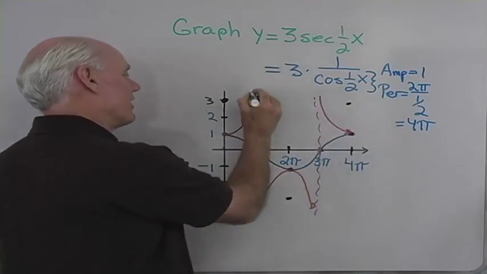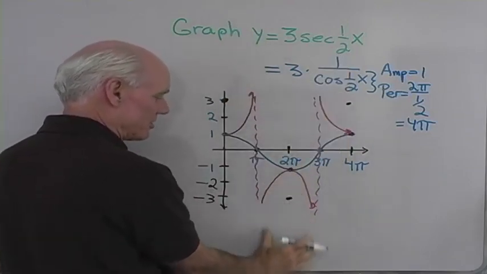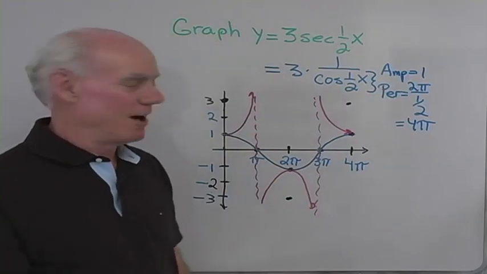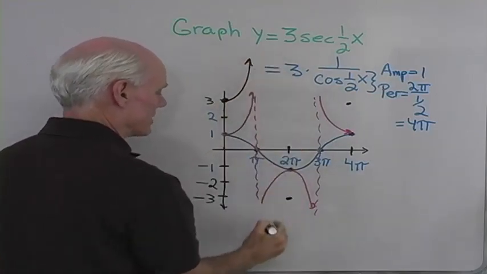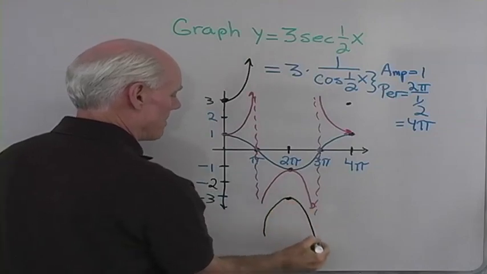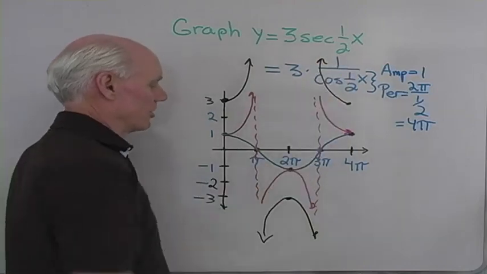Now all these other values are going to be multiplied by 3 also, so they're going to move up. All these are going to be multiplied by 3, and they're going to move down. So I should get a graph that looks something like this. I'm going to have the same asymptotes, and my graph should look like that.